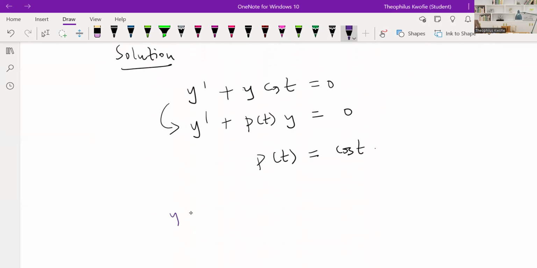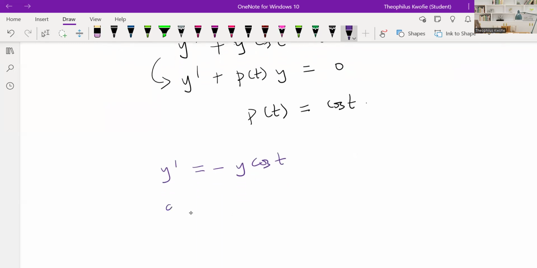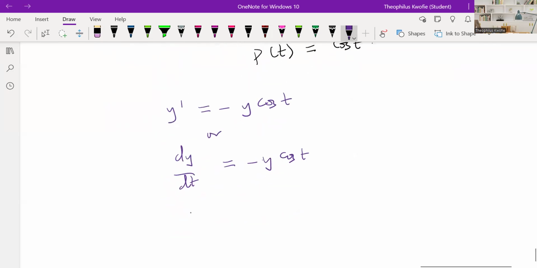So in that case, we're going to have y prime equal to minus y cos t, okay? Then because it is separable, remember we also said that this can also be written as dy/dt equal to y cos t, okay? Now, for the sake of separability, we can write this as dy over y equal to cos t dt.